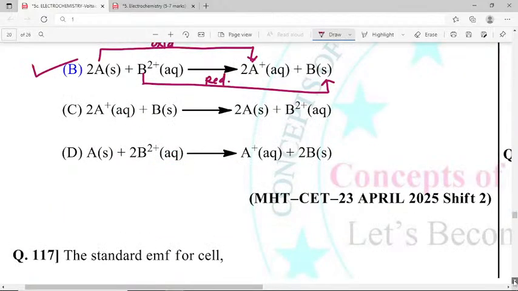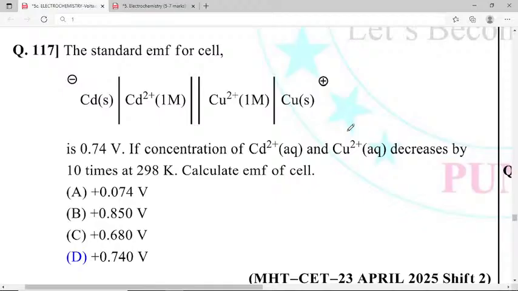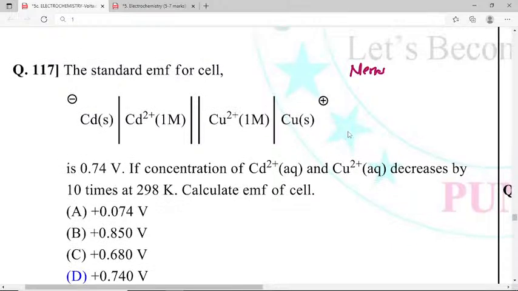Next question. The standard EMF for the cell, cadmium 2 plus, copper 2 plus, concentration. Nernst equation. So this is a Nernst equation problem. Okay, how to solve?